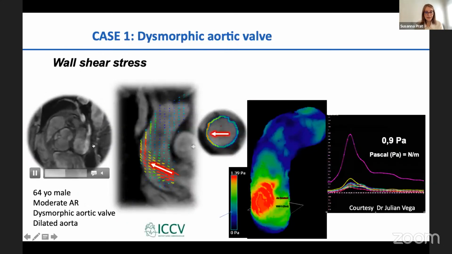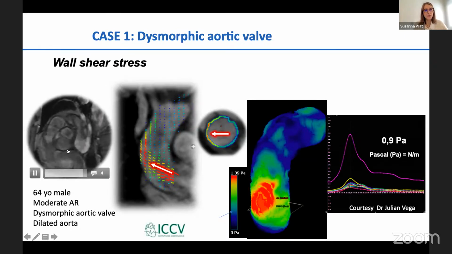Following this example, I want to show you a case of our center with the help of a past fellow that now is in Chile. This was a 60-year-old male that had a moderate aortic regurgitation, that in echo they saw that the aortic valve was not normal. Here we have a short axis view by MRI of the aortic valve. We can see the three cusps. One of them is hypoplastic, and the opening is bicuspid, typical of a bicuspid valve.